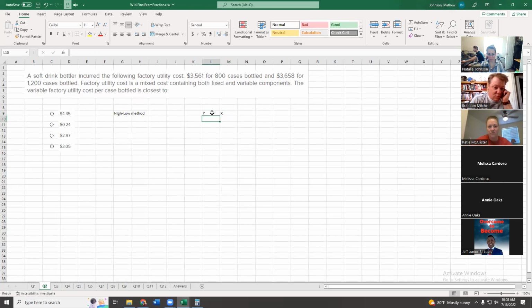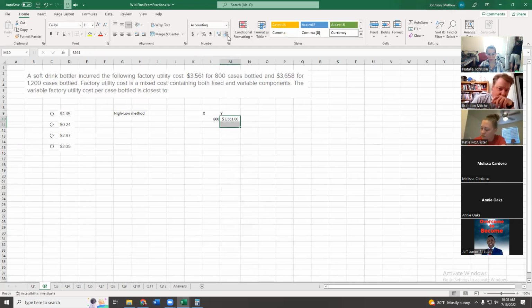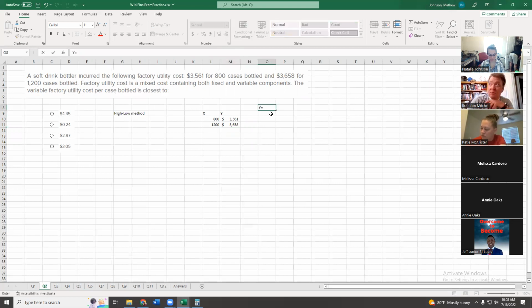So the cost, actually let's do it. The units and the cost. The first one is 800 and it's 3,561. And the second one is 1,200 cases and 3,658. So the formula is Y equals A plus BX.